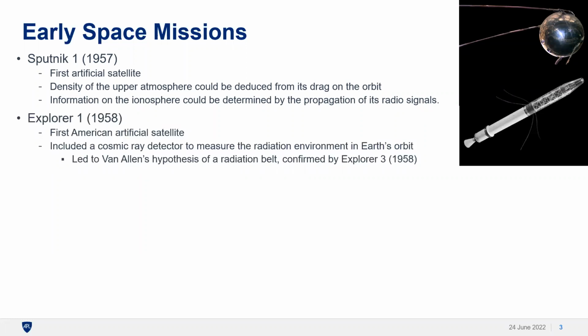Of course, with this being a Soviet mission, America was not to be outdone. And so we very quickly the next year followed up with our own artificial satellite, which was Explorer 1. And this included a cosmic ray detector that was basically a Geiger counter that was able to look at the energetic particle populations in Earth's space environment. From this, it led to Van Allen hypothesizing the existence of a radiation belt because he hypothesized that his instrument actually saturated. That wasn't confirmed until slightly later with Explorer 3.